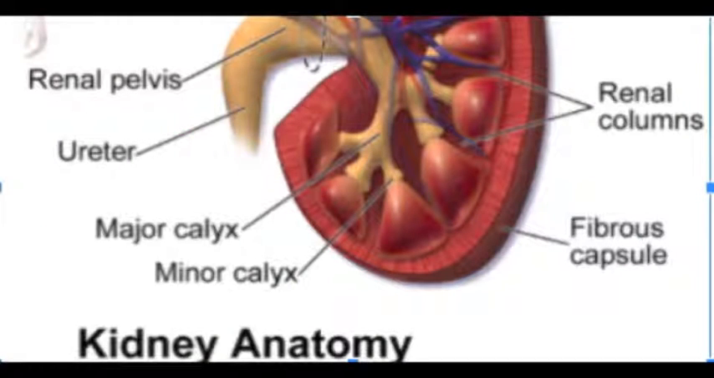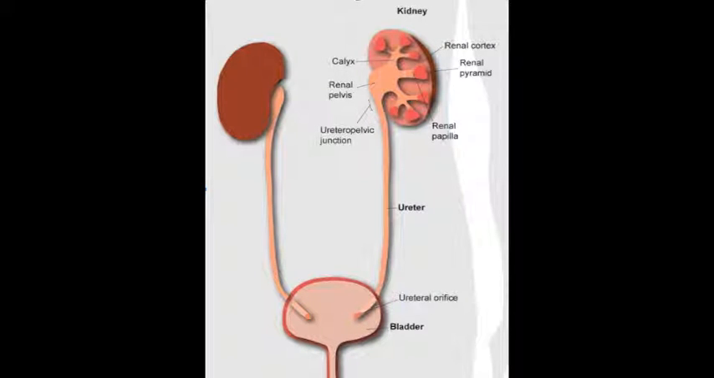The renal calyx is where the urine formed in the kidneys passes through the renal pelvis and into the ureter. The ureter is the tube that urine passes through from the kidneys to the bladder.